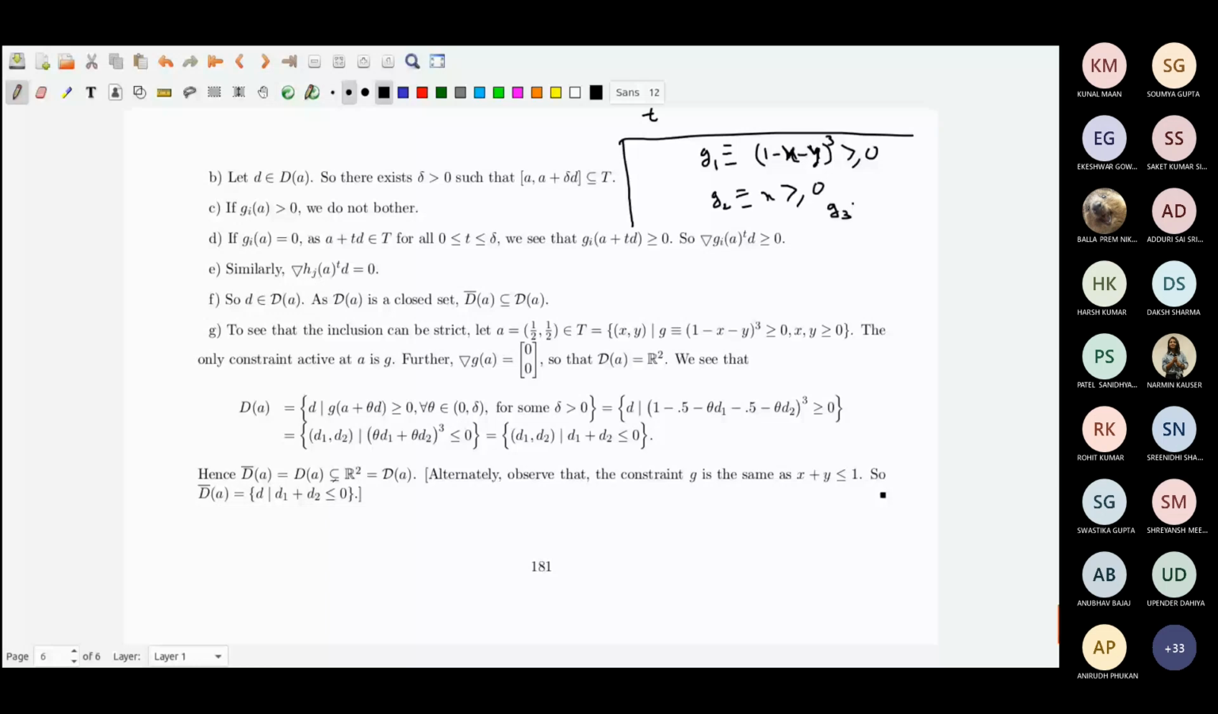So G1 essentially says that 1 minus x minus y, whole cube, is greater than or equal to 0. Essentially it says that 1 minus x minus y is greater than or equal to 0, or x plus y is less than or equal to 1. Okay, x plus y is less than 1, x greater than 0, y greater than 0. What is that? The region would be this.